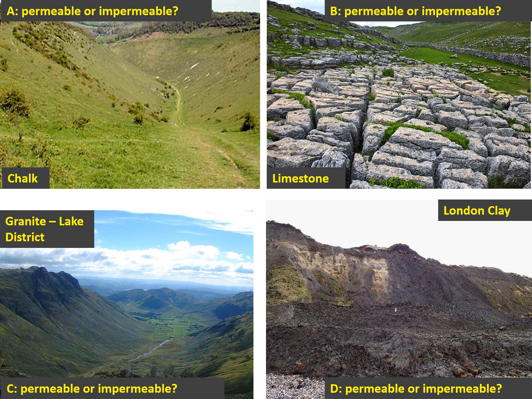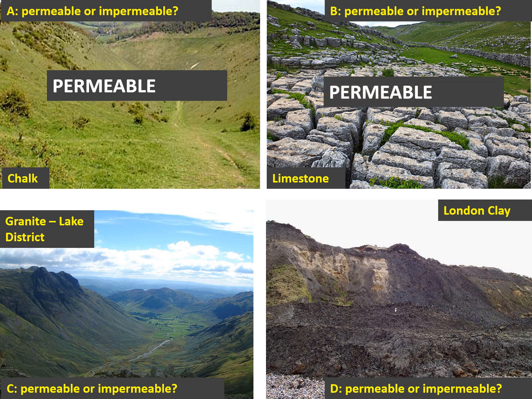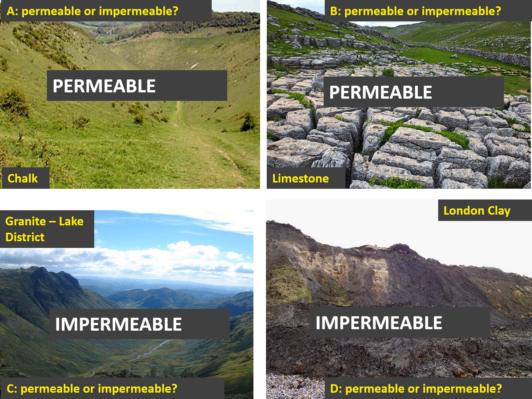Okay, the answers. Chalk was permeable. Remember that permeable means it allows water through cracks in the rock. Limestone, also another sedimentary rock, is permeable. Then granite is impermeable, and that's why we have ribbon lakes and misfit streams, misfit rivers in the Lake District. Lastly, London clay, which we're learning about today, as well as chalk, is actually impermeable, and this is why so much clay is found on the bottom of a river bed, because the water cannot soak through it.